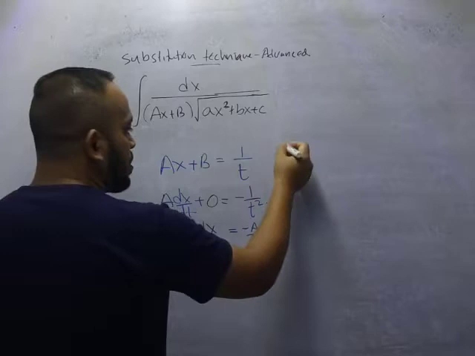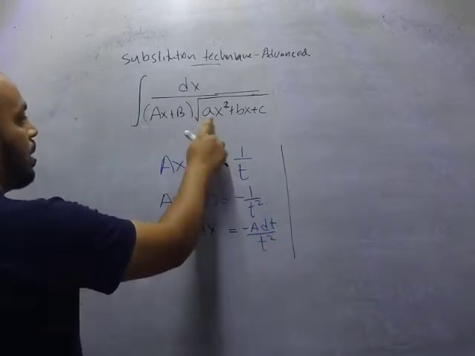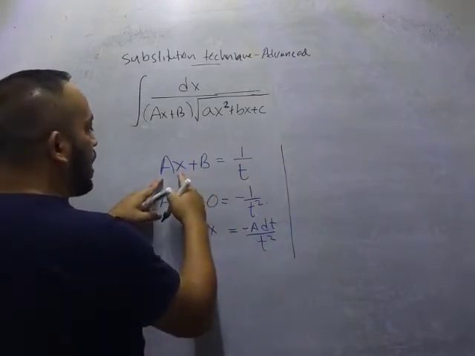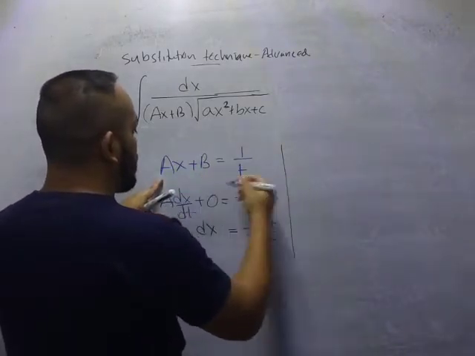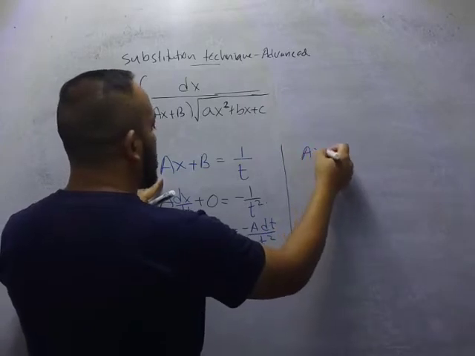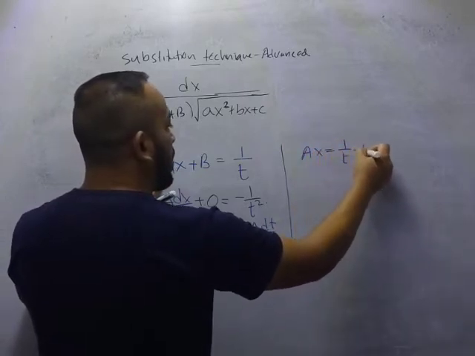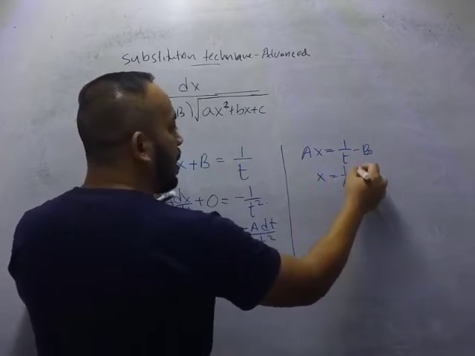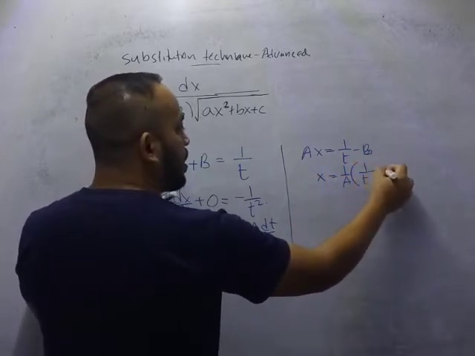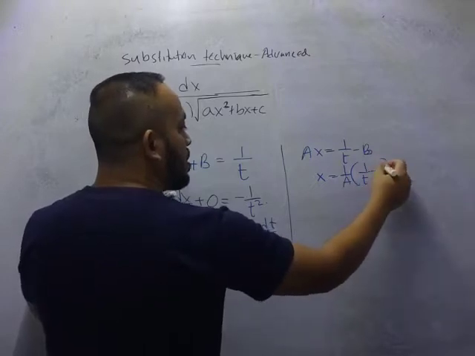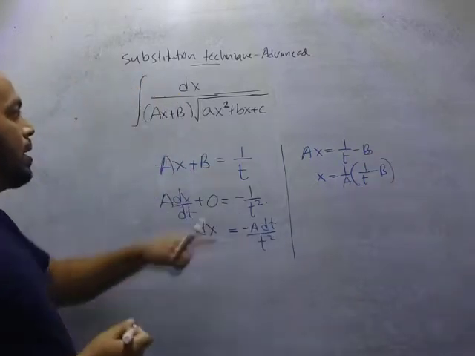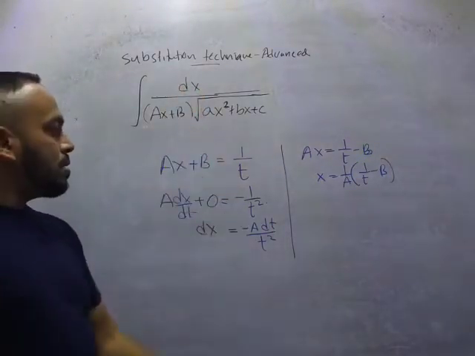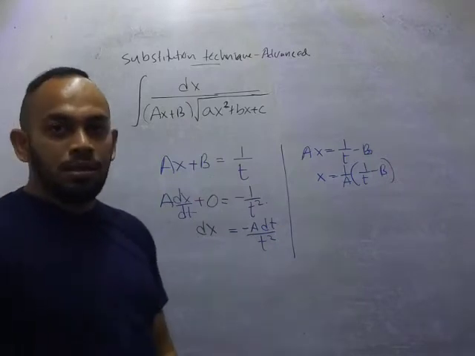After this substitution, you can change all x variables into t. So for that you have to replace x by t. So ax is equal to 1 over t minus b. Then x is 1 over a times 1 over t minus b. Using this relationship, you can replace all x's, and you can replace dx by this relationship and ax plus b by 1 over t.